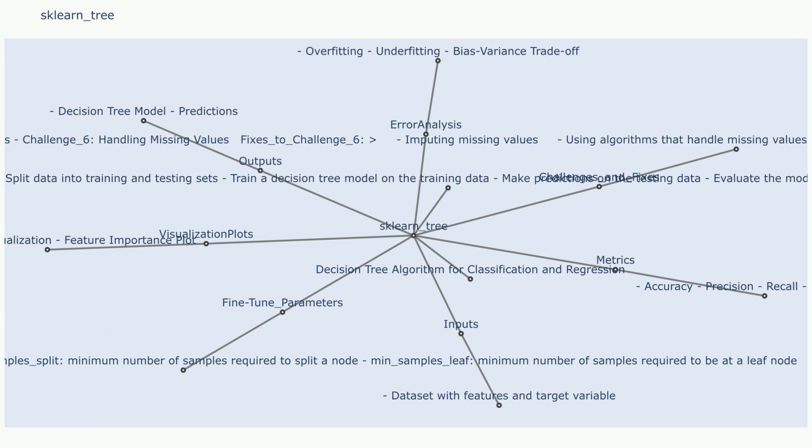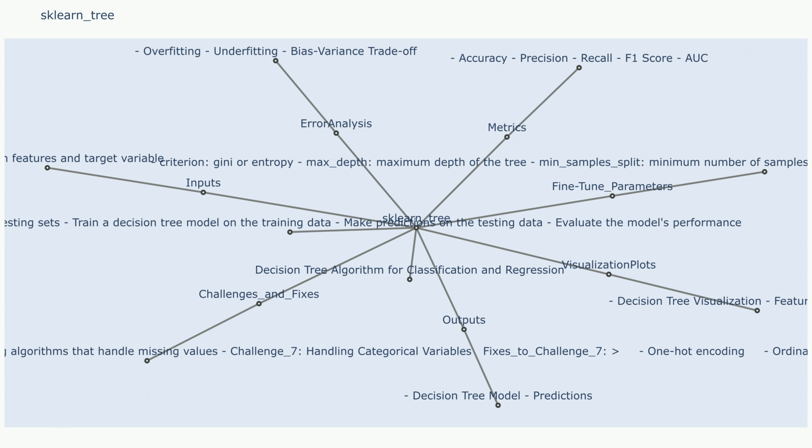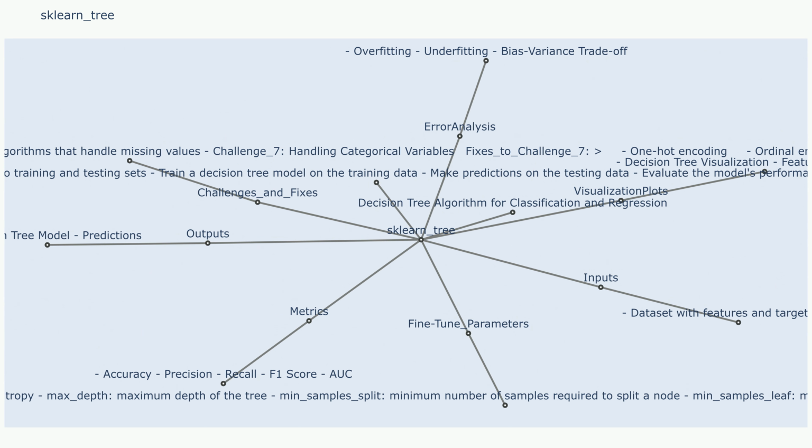Fine-tune parameters. Max depth controls the maximum depth of the tree, limiting the complexity of the model to prevent overfitting. Min-samples split specifies the minimum number of samples required to split an internal node. Min-samples leaf specifies the minimum number of samples required to be at a leaf node. Criterion defines the splitting criteria. Common options include Gini for the Gini impurity, which measures the probability of misclassifying a randomly chosen instance, and entropy for information gain, which measures the reduction in uncertainty after a split.